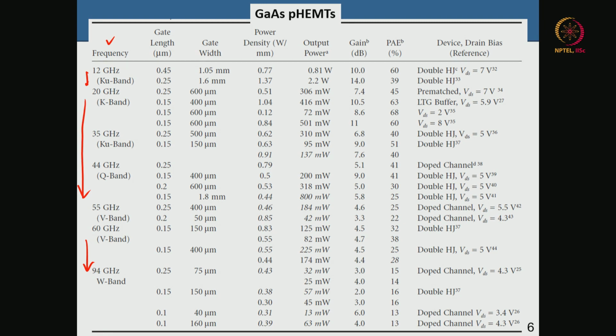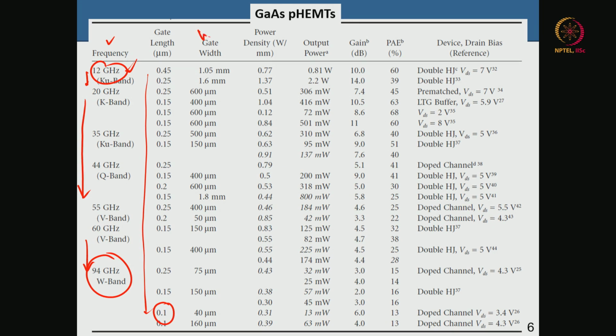These are different frequencies. With higher frequencies your gate length has to come down naturally. So your gate length at 12 gigahertz is suppose 450 nanometer, 0.4 micron, and you keep decreasing, you see it is 0.1. 0.1 is basically 100 nanometer gate length. This is your gate length. You have to reduce the gate length for faster devices, because if you want to get power at 94 gigahertz, amplify power, then you need to have a cutoff frequency that is maybe 200 to 300 gigahertz. So your gate length has to be lower. If you want to get power at 12 gigahertz, your cutoff frequency could be 30, 40 gigahertz, maybe 50 gigahertz. So gate length does not have to be as small as 0.1 micron.